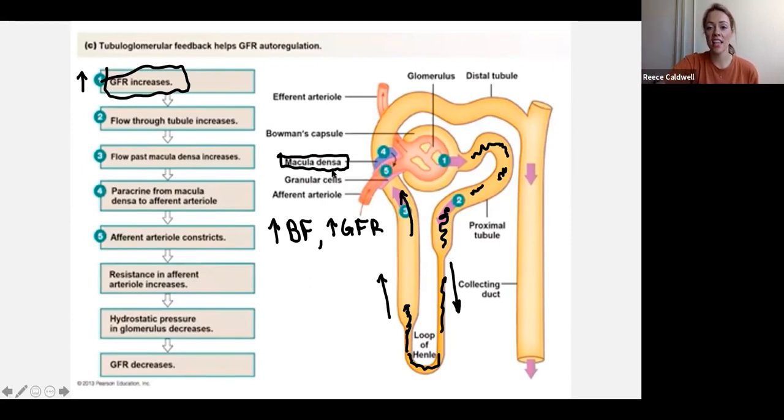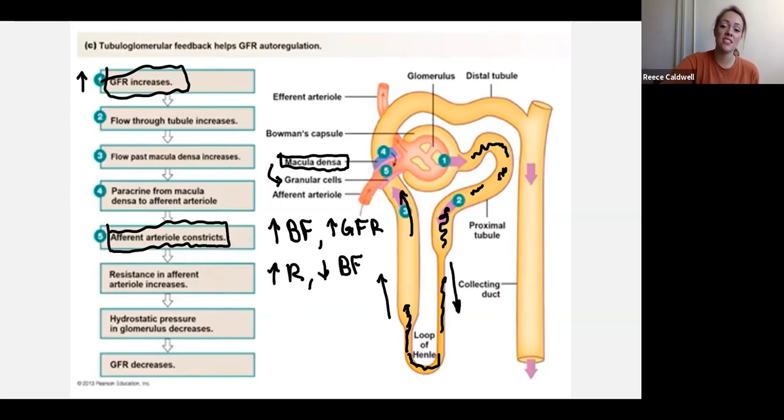When they detect that increase in blood flow, they send a signal down to the granular cells, and the granular cells surround the afferent arteriole. If I could zoom in, I could show you that they surround the afferent arteriole and cause it to constrict. This vasoconstriction of the afferent arteriole will increase resistance, decreasing blood flow and decreasing glomerular filtration rate.